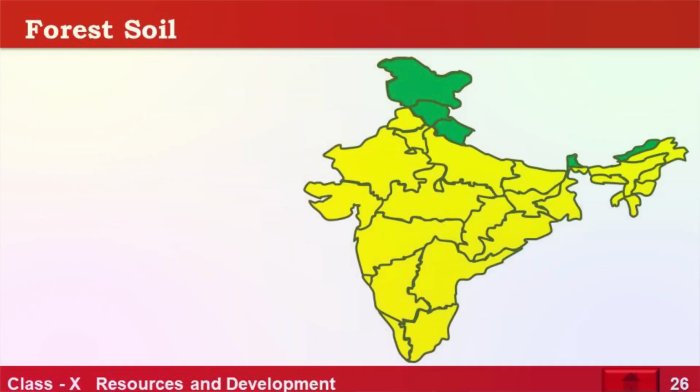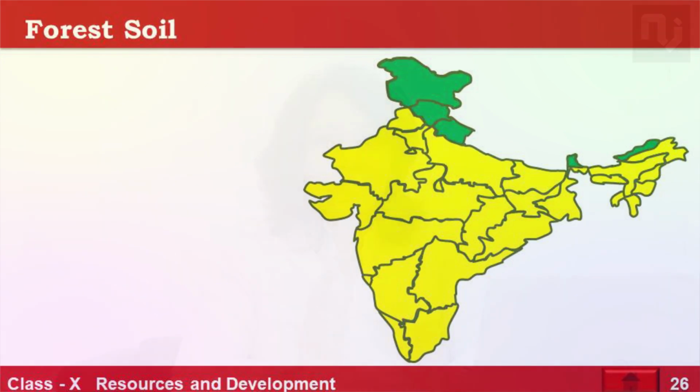Last, forest soil, as the name says, is found where we have forests. It is low in humus and good to grow large trees, which help in maintaining the climate of the country and bringing a lot of rainfall. So we have different kinds of soil here, not good for cultivation but good for forest.